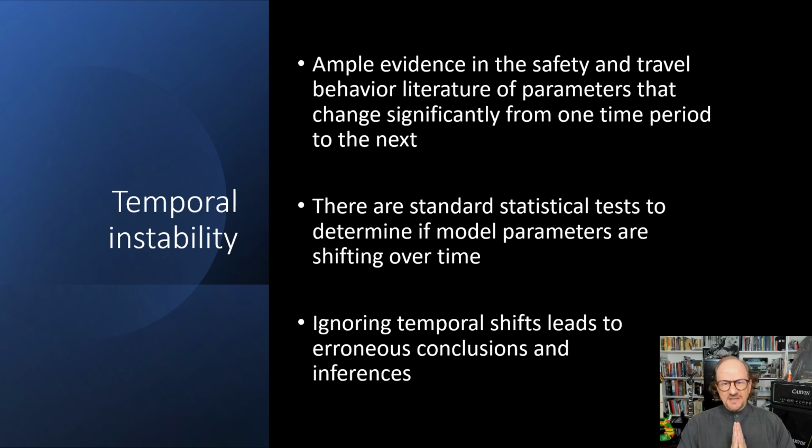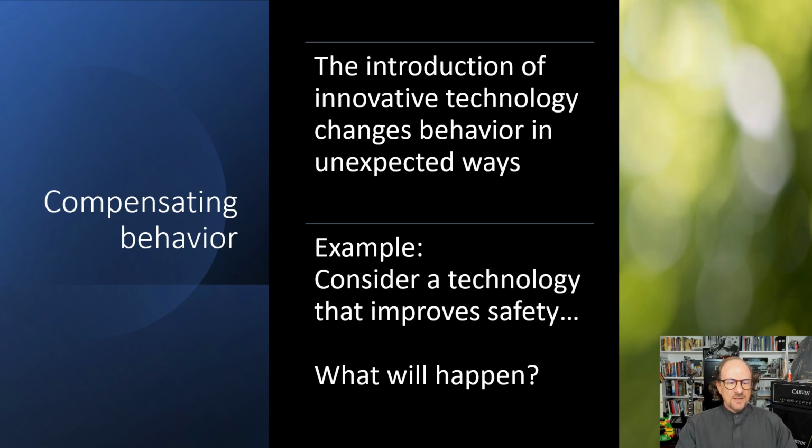If you have data that's collected 2 years ago, using that data to predict what's going to happen today could be problematic. And that's something that you can explore empirically, looking at the concept of temporal instability. The last point is compensating behavior.